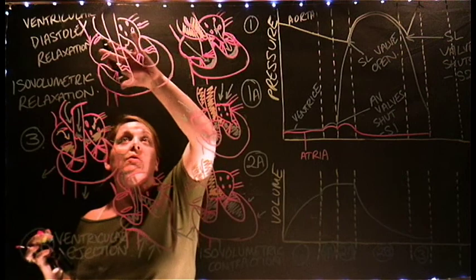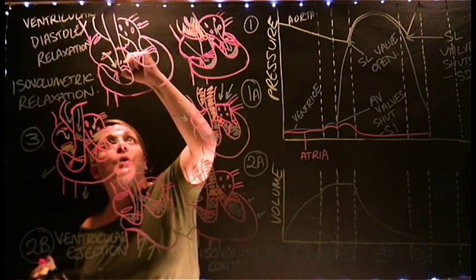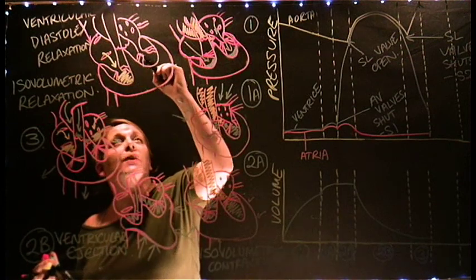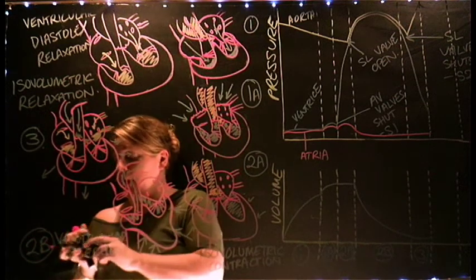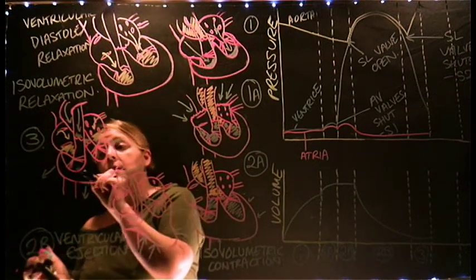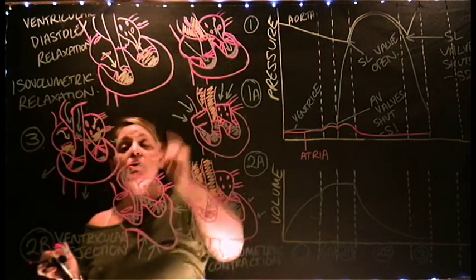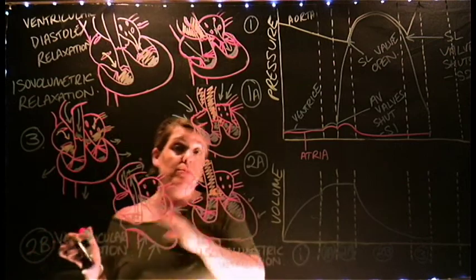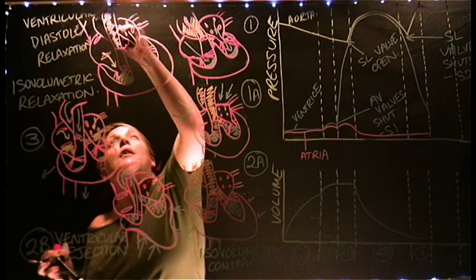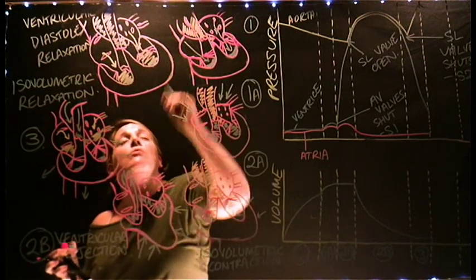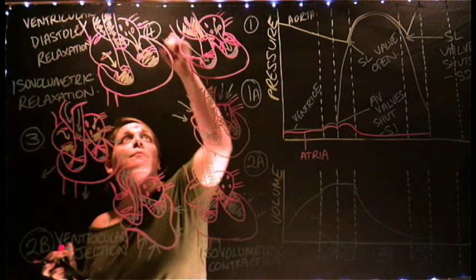So when we go into full relaxation, that blood will then go through into the ventricles and will actually mix a little bit with some of the blood that was left over after ejection, because not all of the blood will ever leave the ventricle. And then we will go into passive filling from there.